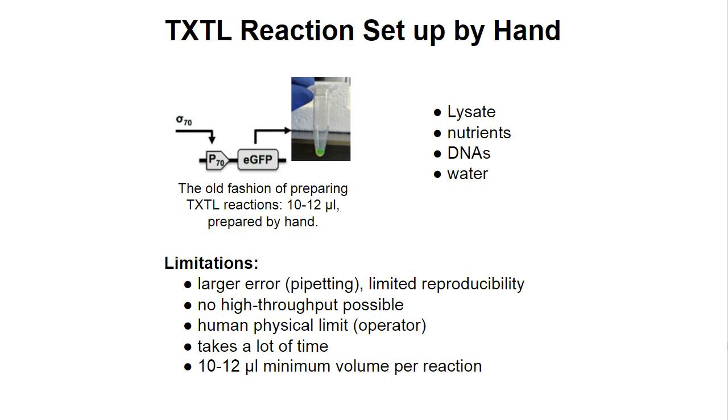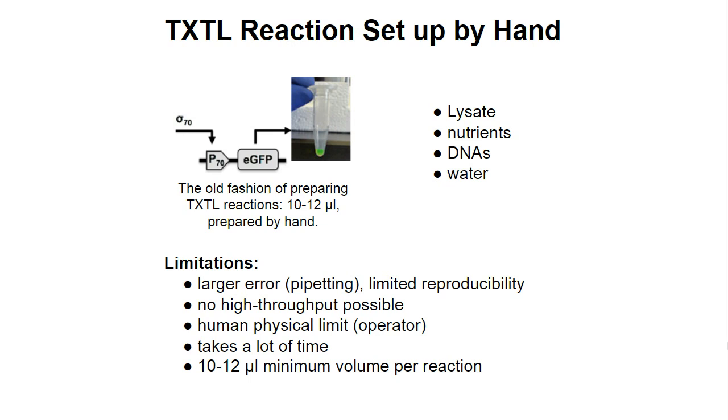And so here in the picture, you can see there's a tube with about 12 microliters of TXTL. And here we are producing EGFP, and so we input the gene P70 EGFP, and as you can see, the reaction is green. However, when we do reactions by hand, we would have to do everything with a pipette.